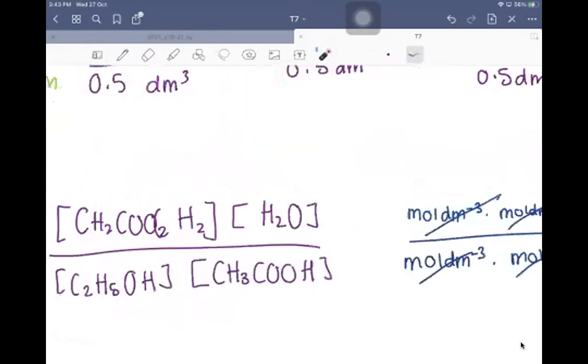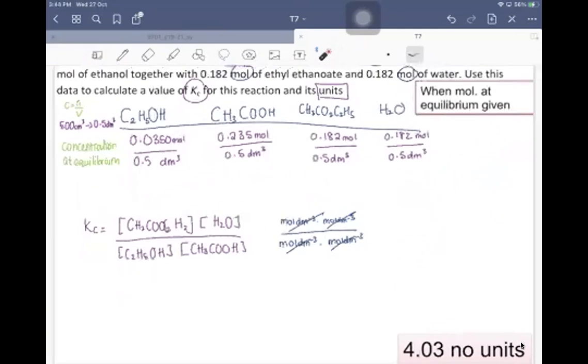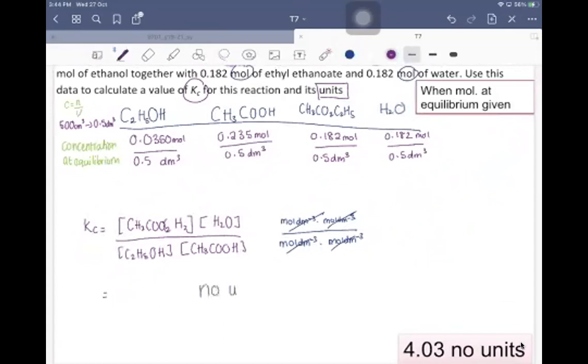Okay, remember that each bracket is multiplied, not added. Okay, you don't see a plus symbol there. So that means the concentration of ester is multiplied with the concentration of water, or ester times water, ethanol times ethanoic acid. Okay, so I want you to work that out and find the numerical value of Kc, and you have to write no unit.